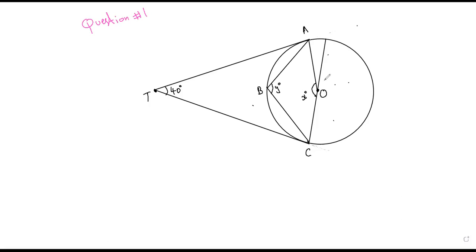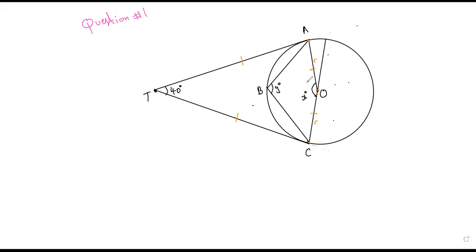So what do we know? First thing is that this is the center and this is the circumference. That means that this is the radius. Similarly, O is the center and C is the circumference. This is also the radius. So this length and this length, they are same, okay? Also, through the kite theorem, I told you that this length and this length, they are also same because AT and CT, they are the two tangent lines, right?